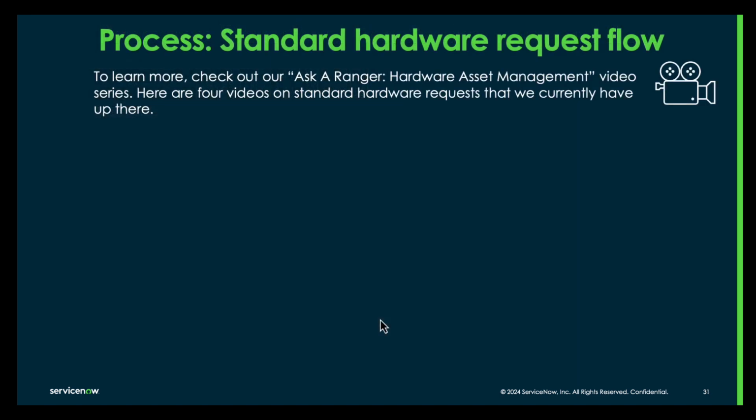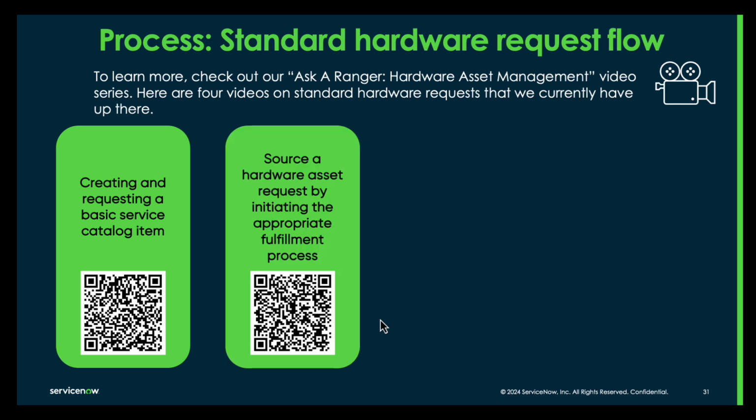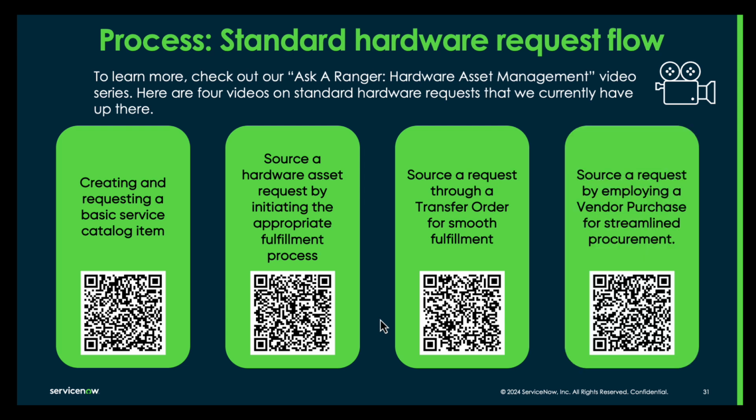Now, in our Ranger series, we have several videos. We have four videos on the Ask the Ranger series. The first one is requesting and creating the basic service catalog item. So how do you create that item? Source a hardware request by initiating the appropriate fulfillment process. Source a request or a transfer order. And source a request by employing a vendor purchase. These are four videos on the Ask the Ranger YouTube channel that I highly recommend going out and checking.